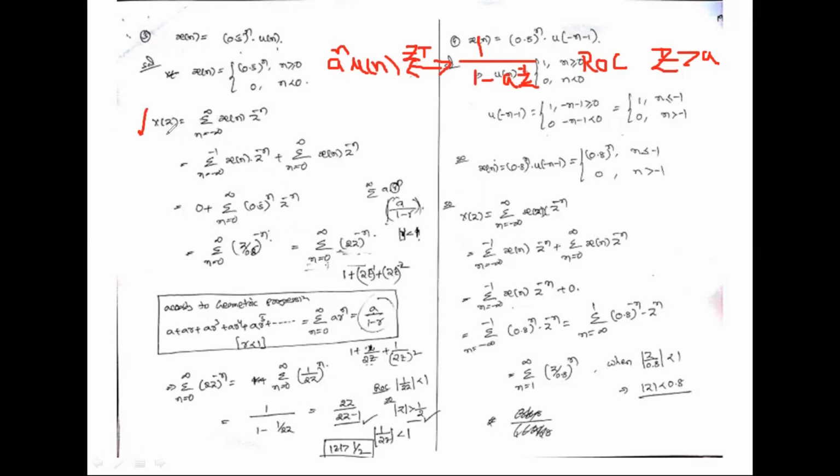Got it, my students? Now for that I am taking x of z is equal to the sum from n equals minus infinity to infinity of x of n z power minus n. Substitute x of n as a power n mu of n. Mu of n is only the right side function, so I split it into two parts: minus infinity to minus 1, and 0 to infinity. From minus infinity to minus 1, the value becomes 0. You see here, the 0. And from 0 to infinity, 0.5 whole power n z power minus n. The mu of n value is 1. So from 0 to infinity, 0.5 to the power n and z power minus n. Both you can keep as 0.5, nothing but 1 by 2, and inside you can keep z power minus 1, whole power n, as the sum of n equals 0 to infinity. This is the equation actually.